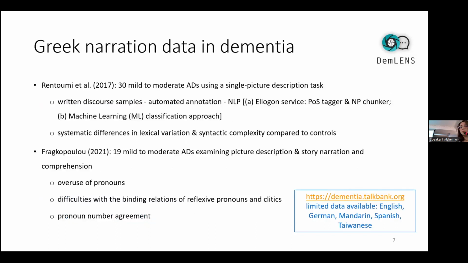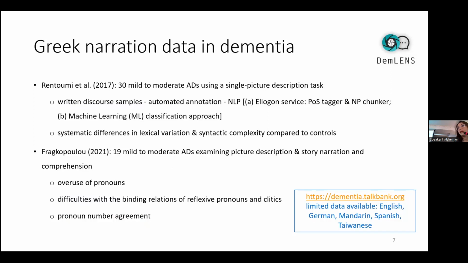Now, what sort of data do we have access to? So far, the Dementia Talk Bank has some limited data, very few speakers from English, German, Mandarin, Spanish, and Taiwanese, and no Greek data set yet. There have been a couple of studies by Themistocleous and colleagues. One of the colleagues is also Frankopoulou, whose thesis was published in 2021. They looked at 30 mild to moderate AD speakers using single picture description, and they did find systematic differences in lexical variation and syntactic complexity compared to controls.